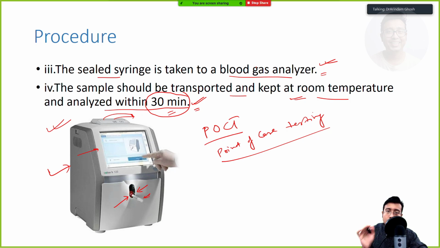glucose estimation, has been discussed in carbohydrate metabolism. Don't worry, if it has not been covered, I will explain these types of questions again in a separate class dedicated to all chapters. So you don't need to worry. The main thing is it should be analyzed within 30 minutes, right?